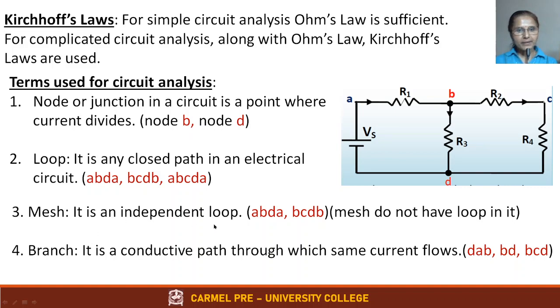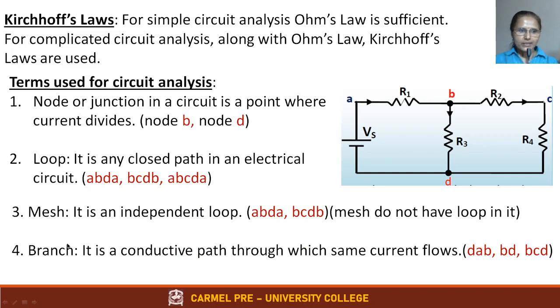Mesh is an independent loop. It does not have a loop within it. Now a loop can have meshes within it. See, this is a loop, a big one, which has 2 loops in it, whereas a mesh is an independent loop. That means this is one mesh, this is one mesh. This cannot be a mesh. It cannot have 2 meshes in it or loops in it.